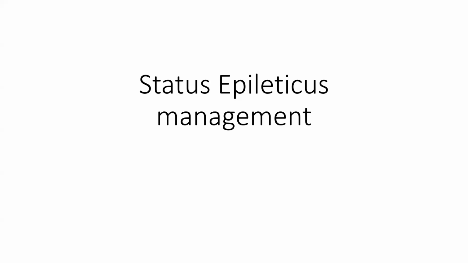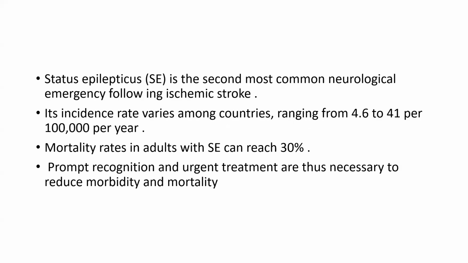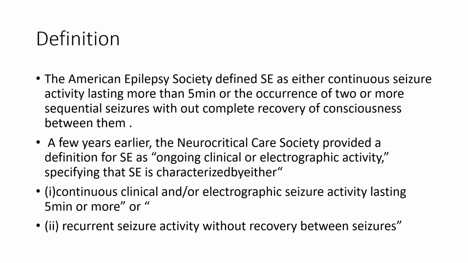So status epilepticus is the second most common neurological emergency following ischemic stroke. Its incidence rate varies among countries, ranging from 4.6 to 41 per 1 lakh per year. Mortality rates in adults with status epilepticus can reach 30%. Prompt recognition and early treatment are thus necessary to reduce the morbidity and mortality.